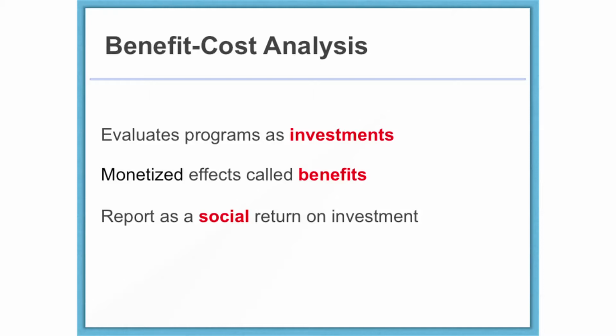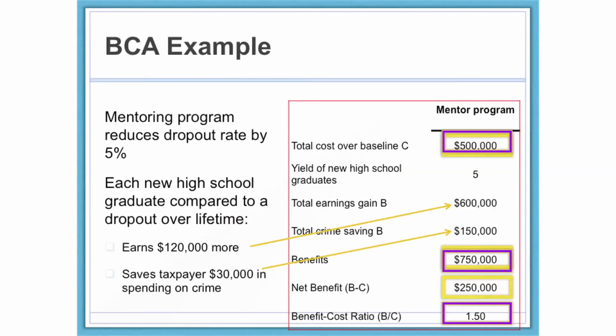Now, benefit-cost analysis: we're going to think of our programs purely as investments. We're going to monetize all the effects, call those monetized effects benefits, and report this as a social rate of return on investment. So if we go back to our example, we've got our mentoring program. We're just going to focus on the mentoring program, not the after-school program. We have the effectiveness of the program, a 5% yield of new high school graduates. We have the cost of the program, which we said was $500,000 from last time. Now we're going to figure out what a high school graduate is worth.